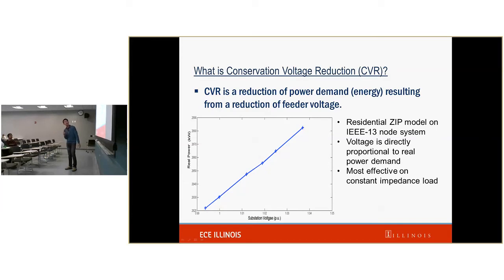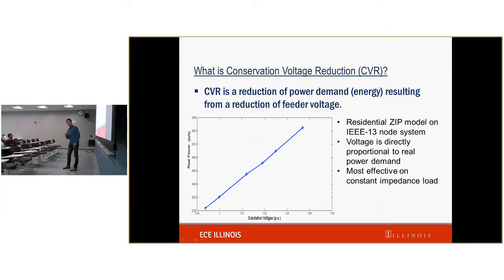So what is conservation voltage reduction, known as CVR? This is a very simple idea. CVR is a reduction of the power demand, and if you do it over time, it's basically the energy resulting from a reduction of feeder voltage. So this is actually an IEEE 13 bus plot. I simulated this in OpenDSS. On the bottom is the substation voltage. On the vertical axis is the real power demand in kilowatts.